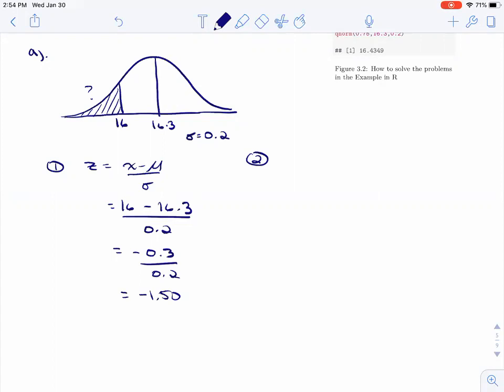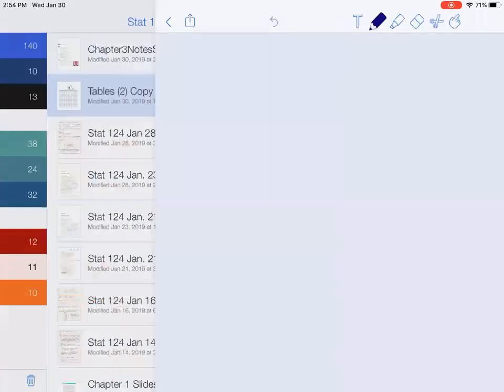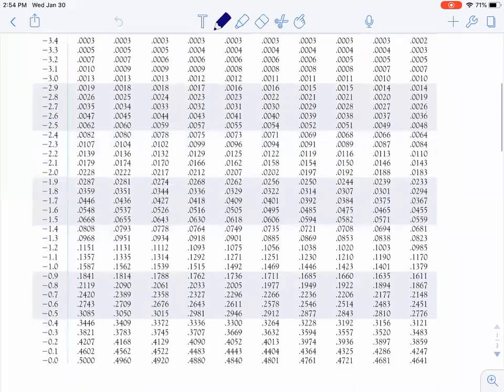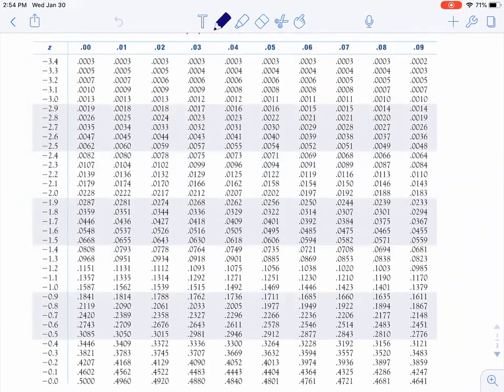Okay. So now what are we going to do? We're going to go to the z-table. And we have to find negative 1.5 here. We've been here before, but now our second decimal is just 0, which is this first column. So the area to the left is 0.0668.